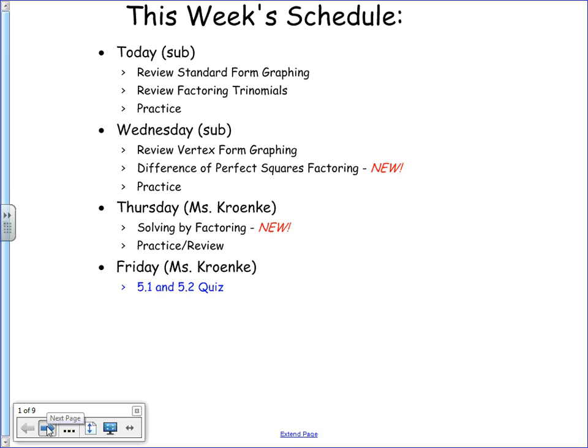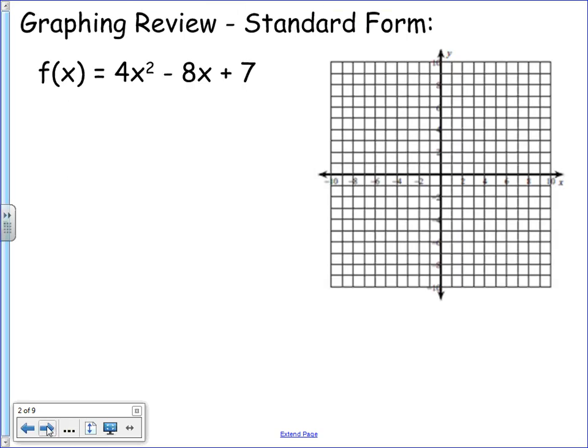Let's go ahead and start with a review for standard form graphing. If you want to add this to your notebook, you may. Otherwise, you could just follow along with me on the screen.